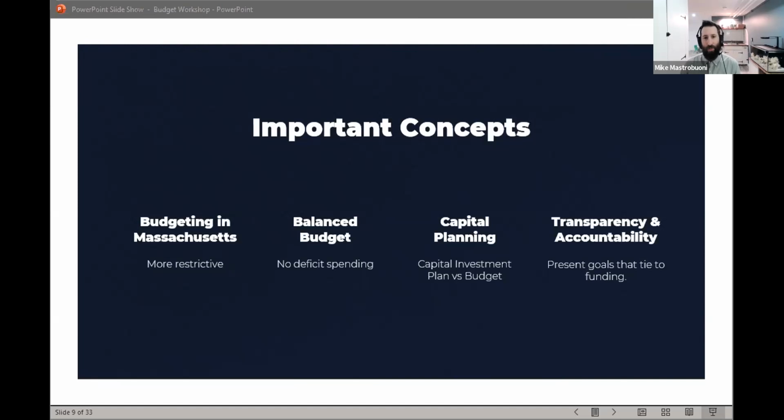And then last, transparency and accountability. It's our responsibility as an administration to present goals with the budget that tie directly with the funding that is being requested in that budget.